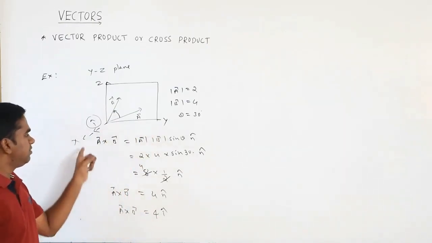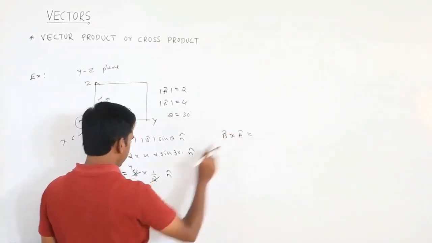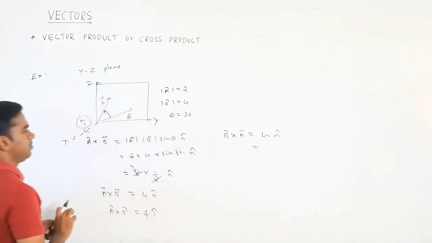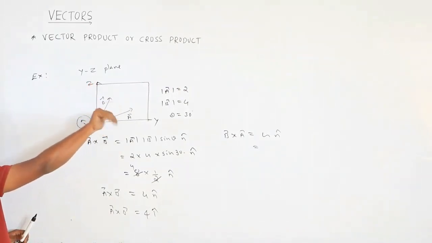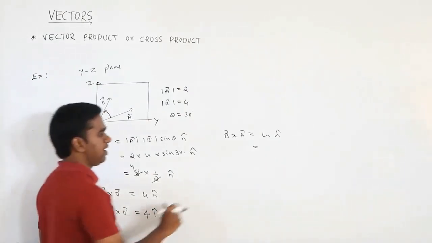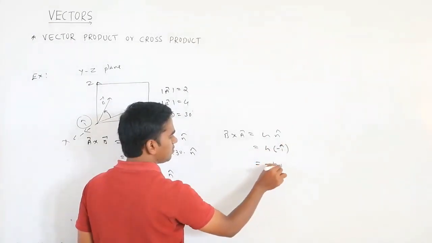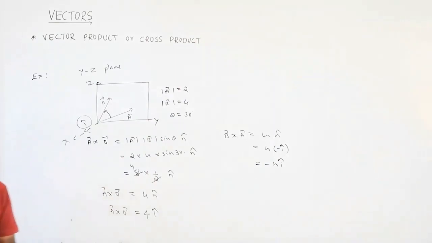If they reverse it and make it B cross A, what will happen? This will become 4 n cap, which does not change, but the n cap direction is from B to A, from here to here. That means your resultant is into the board, meaning negative of I. So this will become minus 4 I cap. You will understand the directions properly when we study the cross product of unit vectors.